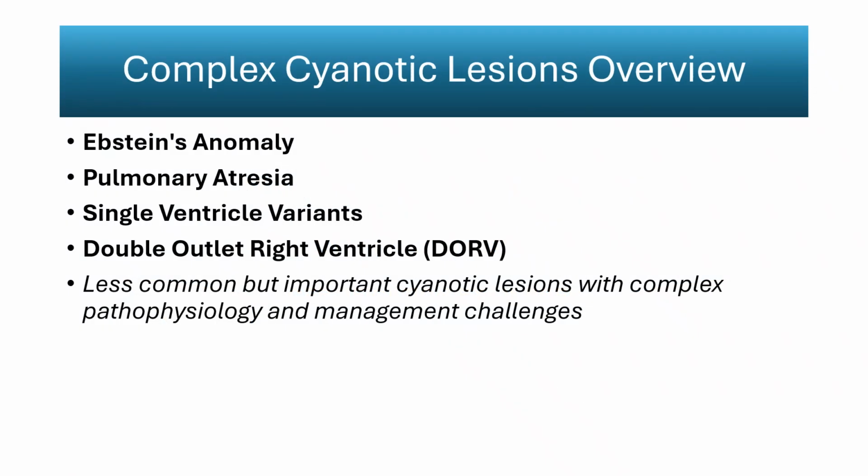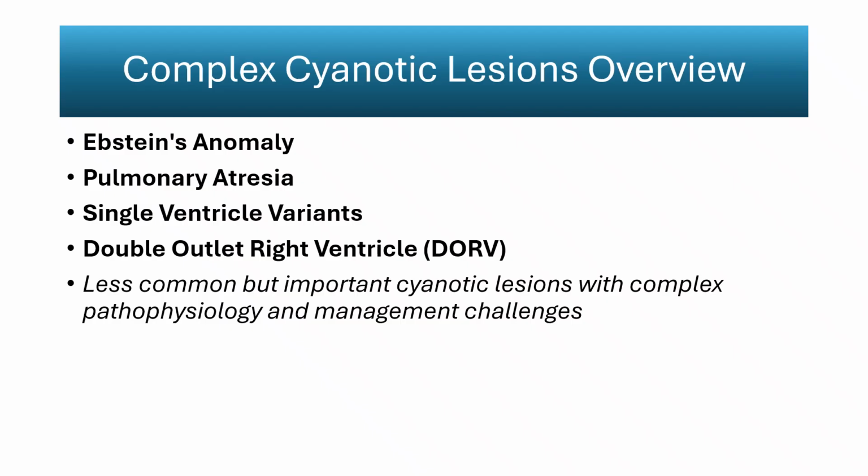These four conditions represent complex cyanotic lesions that fall outside the classic 5Ts, but demand equal attention in neonatal care. Ebstein's anomaly results from arrested tricuspid valve delamination, producing atrialization of the right ventricle and often severe tricuspid regurgitation. Its neonatal importance lies in the potential for functional pulmonary atresia and ductal-dependent pulmonary flow.